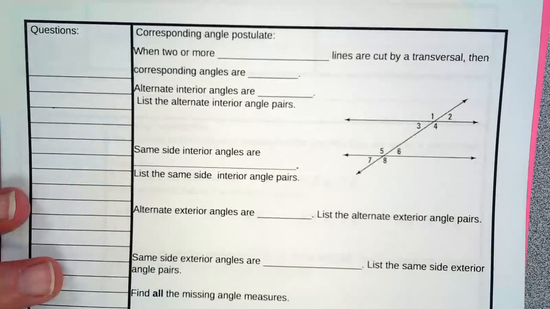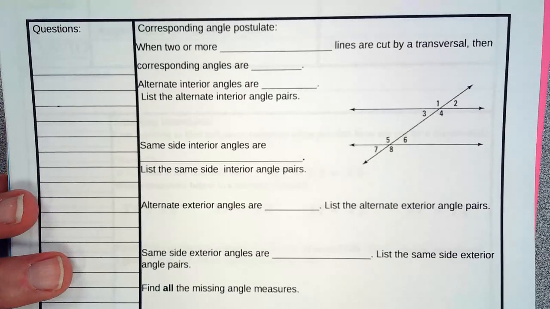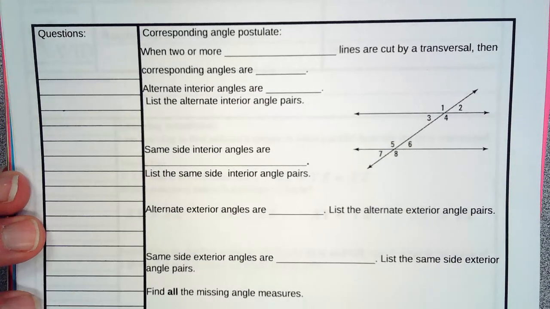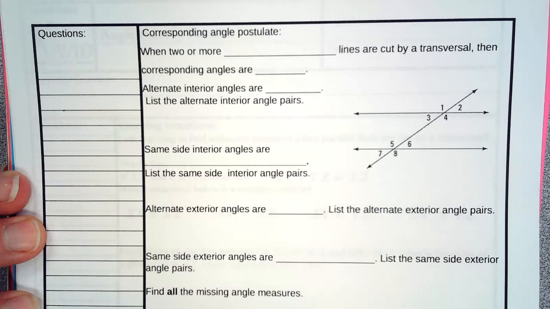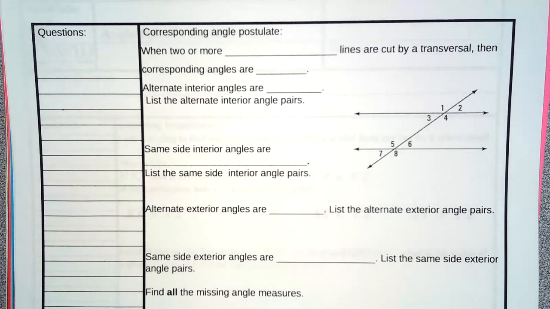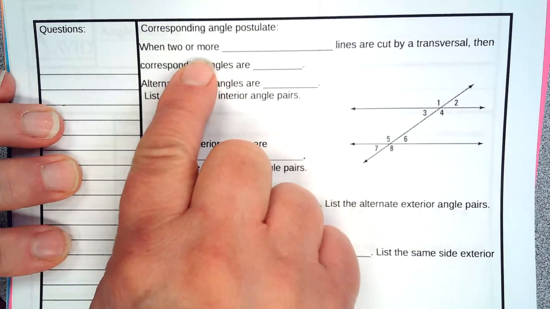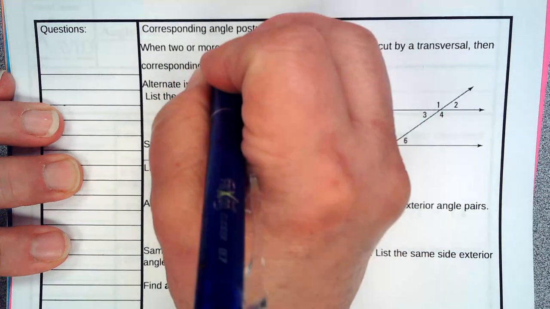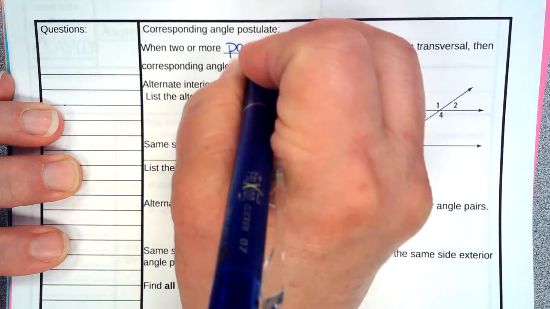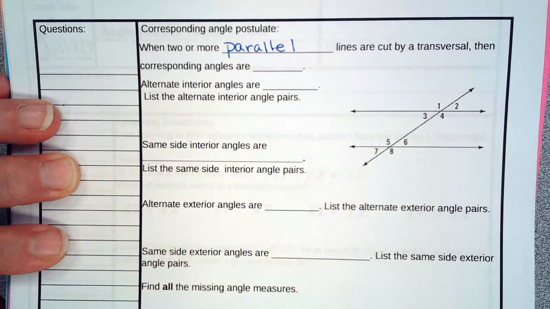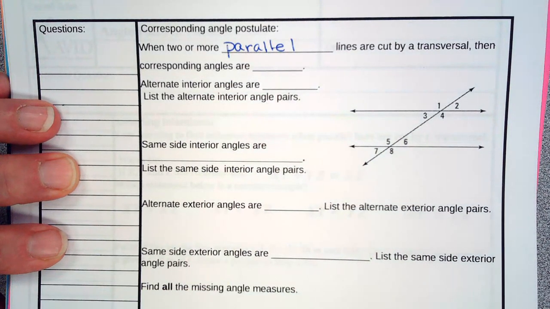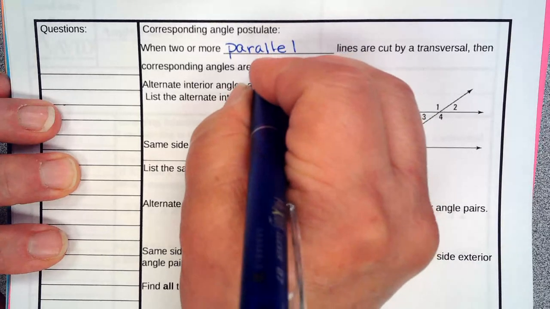That brings us into the postulate. Why is it a postulate? Because we can never ever prove all of the examples we could give, because we could have an infinite number of examples. So we have to accept a postulate as true without being proven. Okay, when two or more, what kind of lines do they have to be? Parallel. When two or more parallel lines are cut by a transversal, then the corresponding angles are congruent.